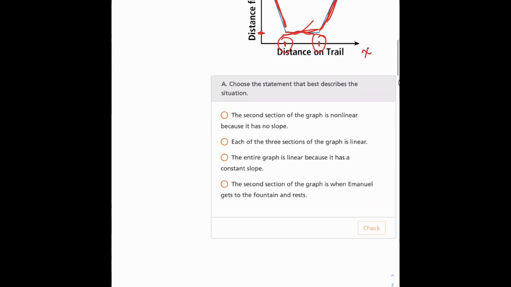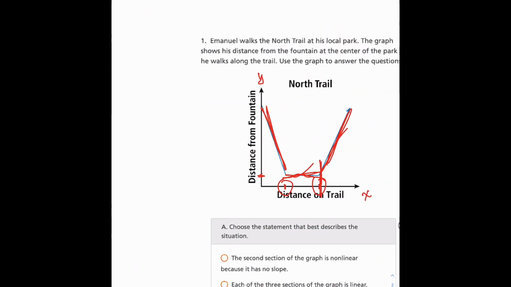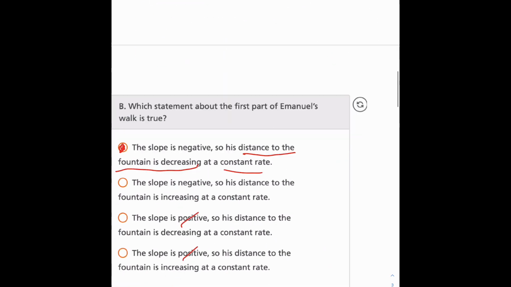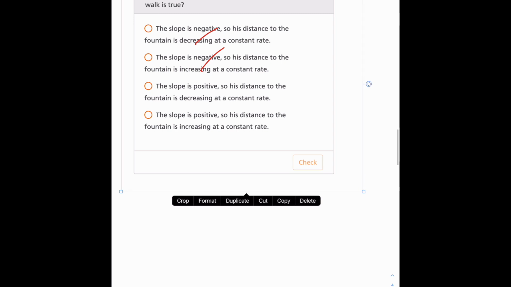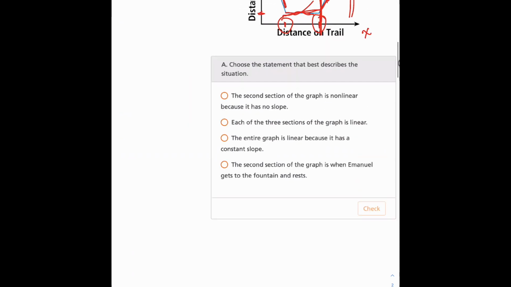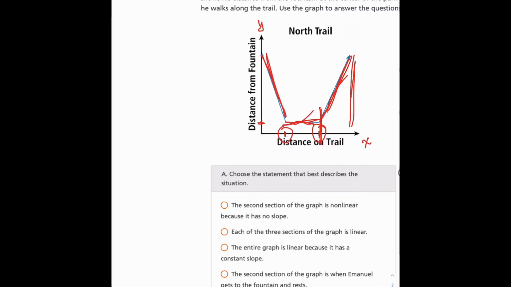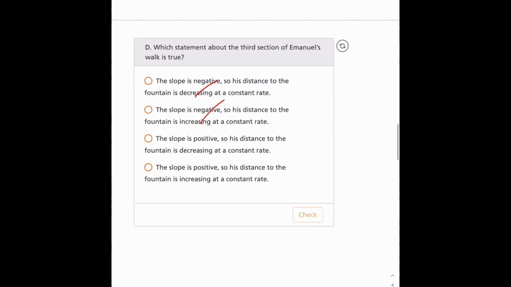The slope from left to right, from this point to that point, the graph increases. So the slope is going up. The slope is positive, so his distance to the fountain is decreasing at a constant rate. No, because the slope is positive, his distance from the fountain is increasing from here up to here. So that's increasing. So it has to be the last one. It's not this one. It has to be this one, which says the slope is positive, so his distance to the fountain is increasing, and that's correct.